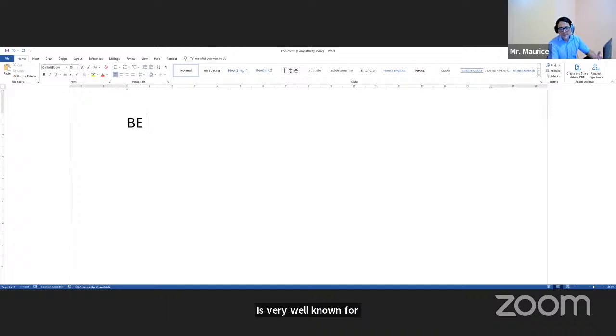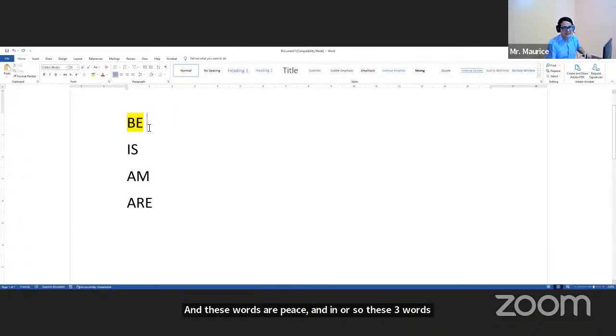The verb to be. The verb to be is subdivided into 3 different words when it comes to describing or saying something in present. And these words are is, am, and are. So these 3 words belong to the verb to be in present. Quite easy, right? Is, am, are. I think this is quite easy to understand, right? That's the verb to be in present.